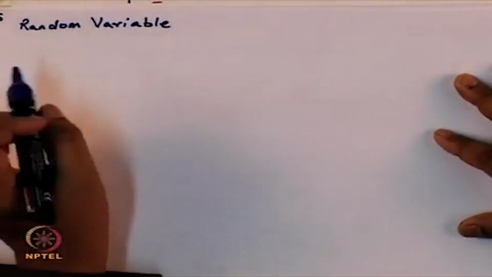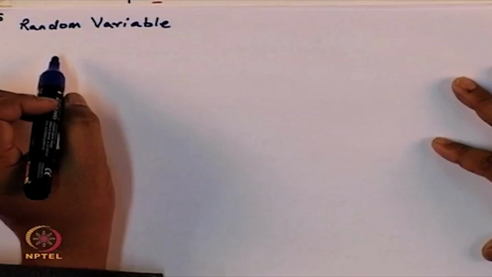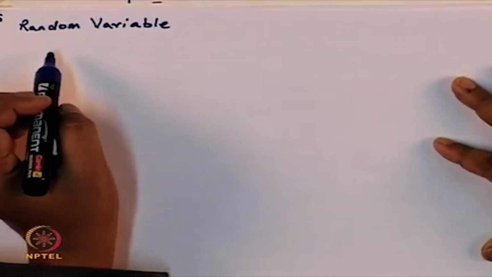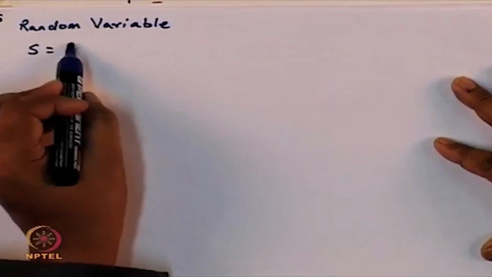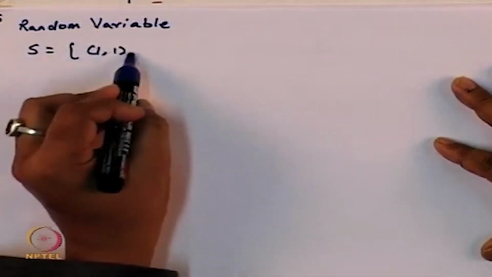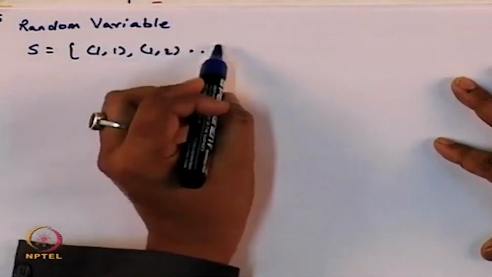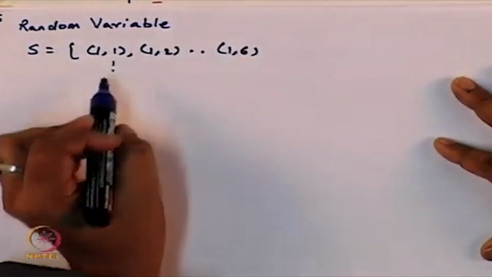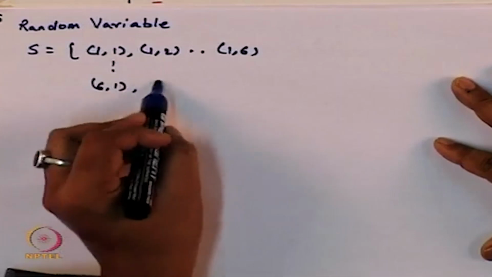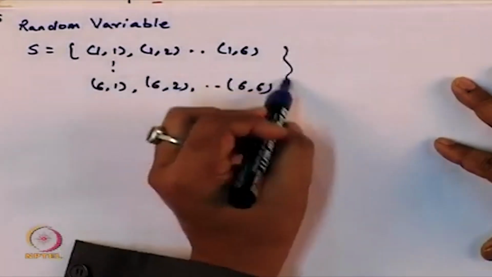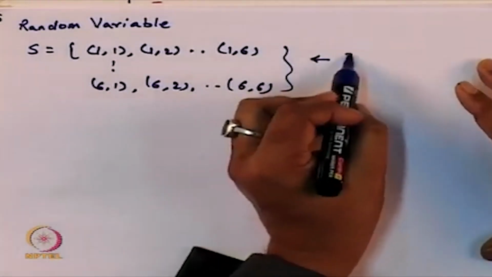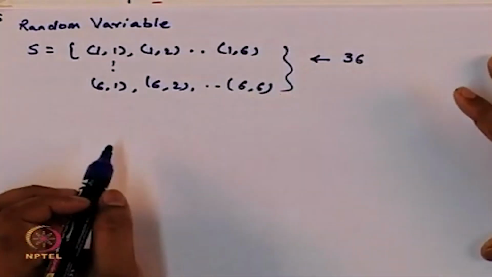Okay. So, imagine I am tossing a coin twice, or rolling two dice together. In that case my sample space is 1 1, 1 2, and so on and so forth up to 1 6, and so on up to 6 6. And as I have discussed before, we have 36 different possibilities.